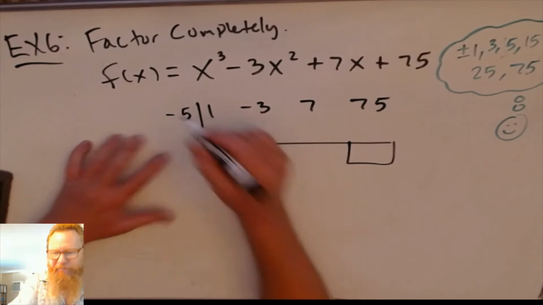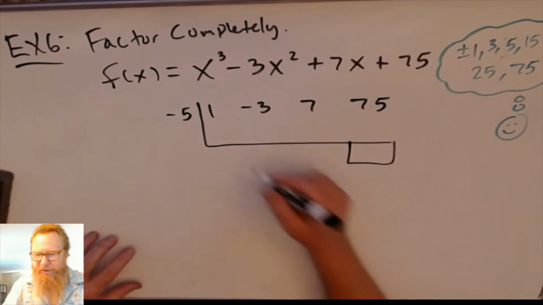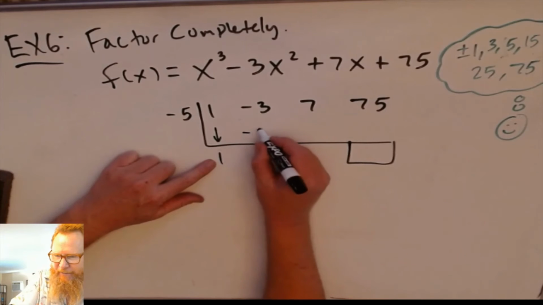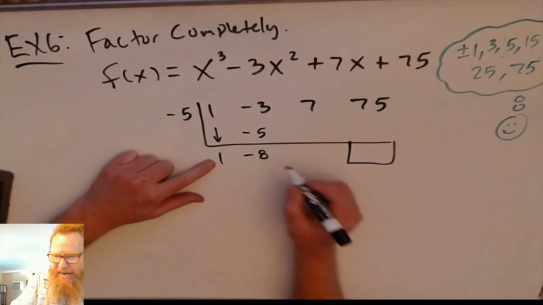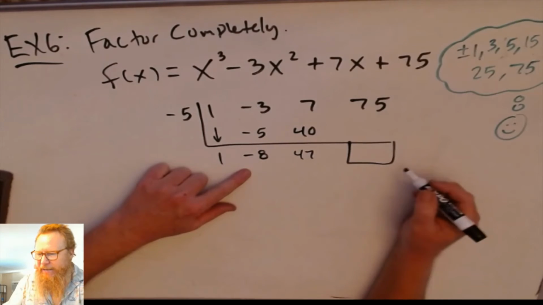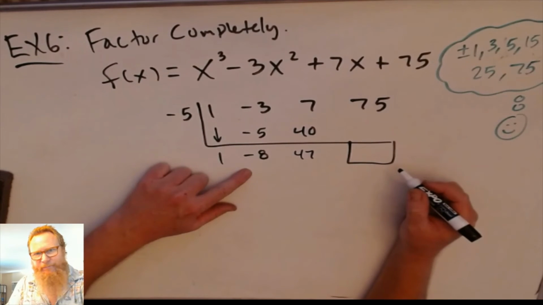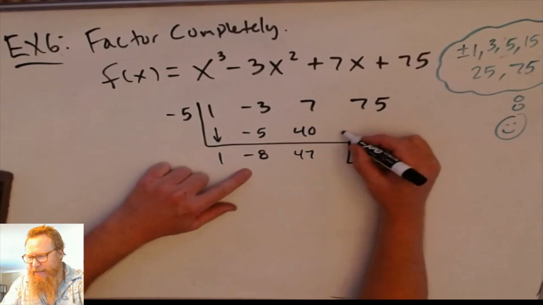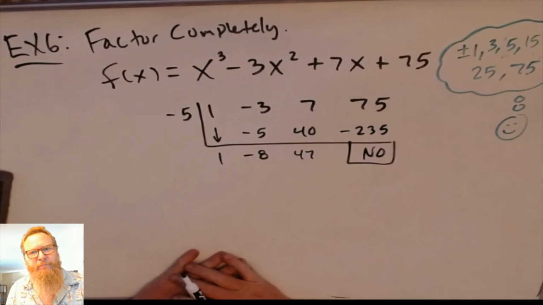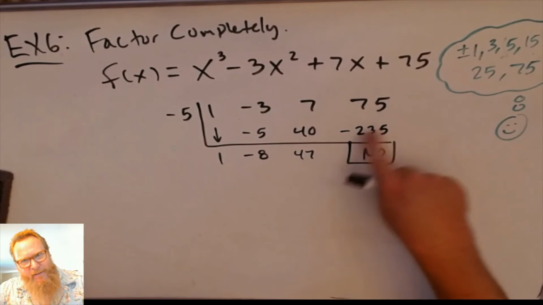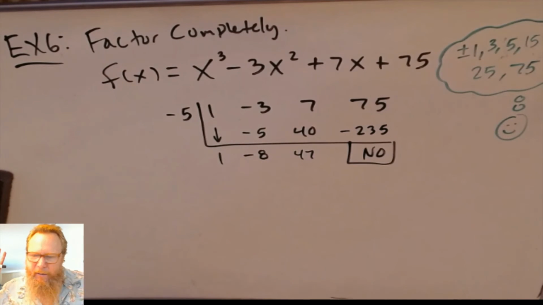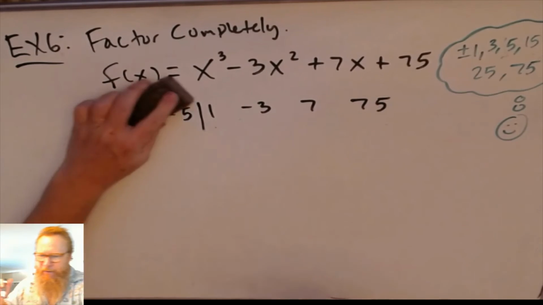Let's try -5. What the heck? I might as well just jump right to it. -5 and 1 is -5, and then that'll be -8. That'll be 40. That'll be 47. No, I can already tell. That's going to be negative 235, and that's definitely a big no. Right? And this is completely acceptable. Once you see that it's not going to happen, you can stop wasting your time with it.